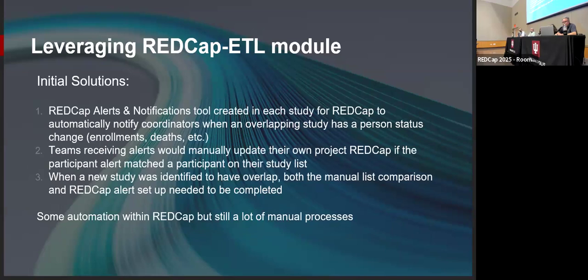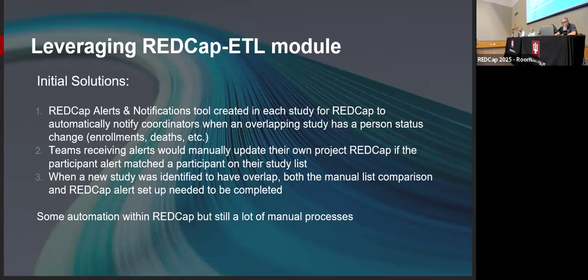So initially, back about 4 years ago, they tried to leverage some of the notification and alert features within the REDCap system to help identify and then also communicate participants that were being approached or enrolled on different studies, and communicate those to the other teams. So various teams would just receive those alerts and manually have to update both the REDCap projects and their manual lists of which persons were in which studies.